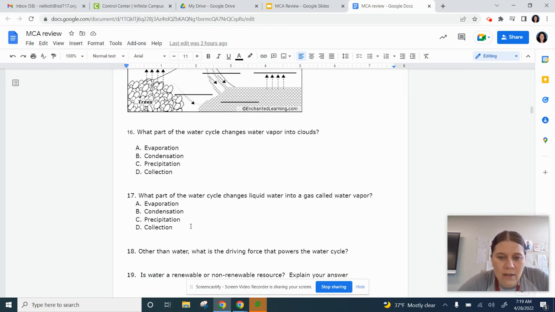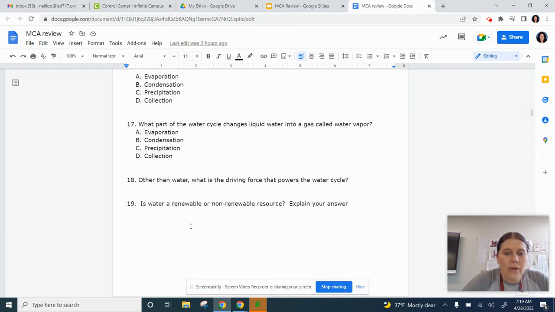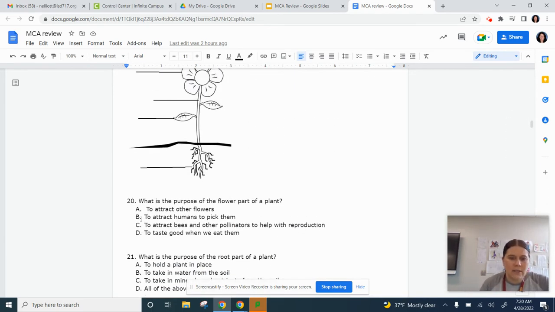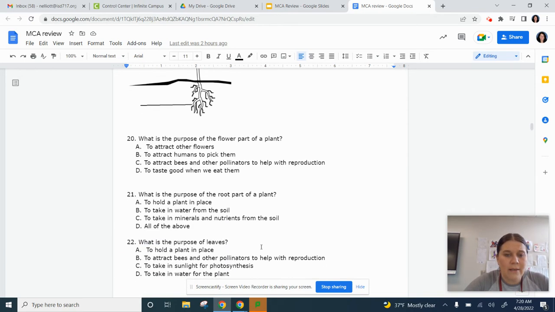Okay. 17. What part of the water cycle changes liquid water into gas called water vapor? Evaporation, condensation, precipitation, collection. Remember, on these kind, you're just writing A, B, C, or D. Other than water, what is the driving force that powers the water cycle? 19. Is water a renewable or non-renewable resource? Explain your answer. 20. What is the purpose of the flower part of a plant? To attract other flowers, to attract humans to pick them, to attract bees and other pollinators to help with reproduction, to taste good when we eat them.